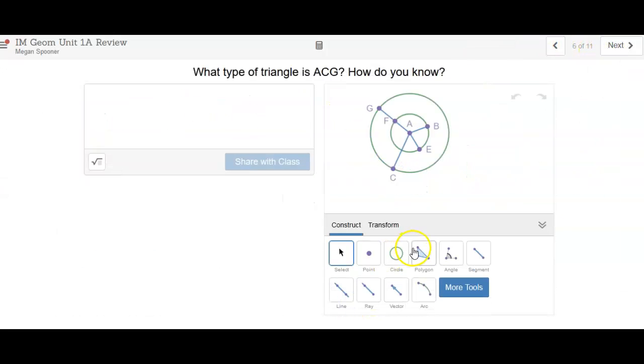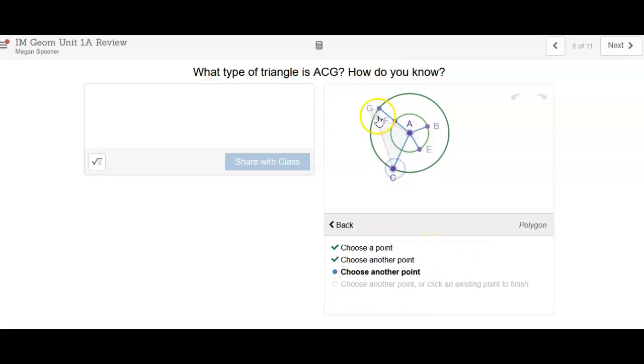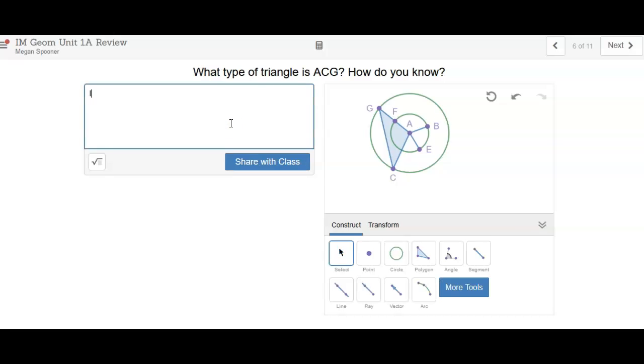If we do the polygon and we do A, C, G, in the last section, we said, oh, AC and AG are the same length because they are two radii from the same circle. And so because those two side lengths are congruent, this is an isosceles triangle. Segments AG and AC are both radii of the same circle, so they are congruent, and isosceles triangles have two congruent sides.